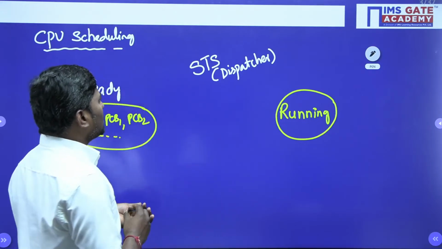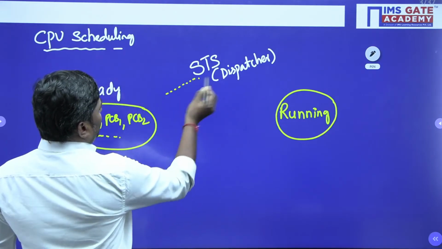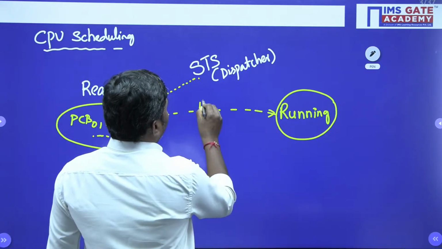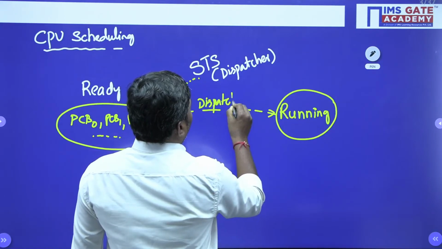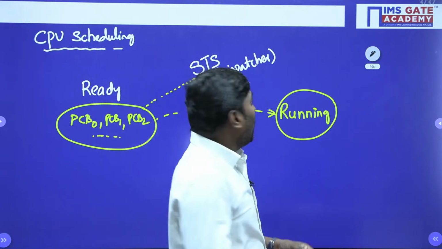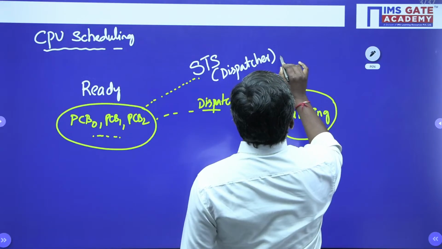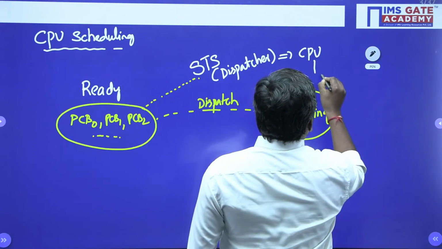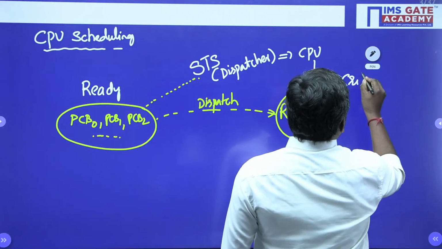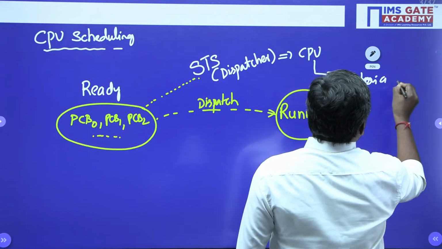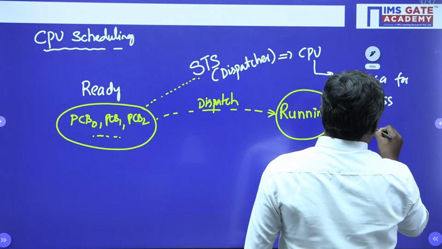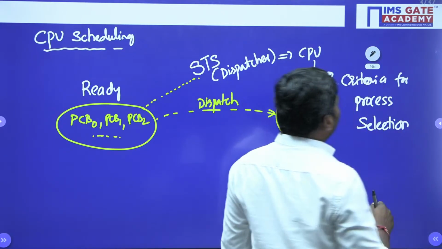So what is the implementation task? The short-term scheduler, the dispatcher, has to pick a process from the ready queue and dispatch, or allocate, or schedule it, moving the process from ready state to running state. This CPU scheduling uses some criteria for process selection.